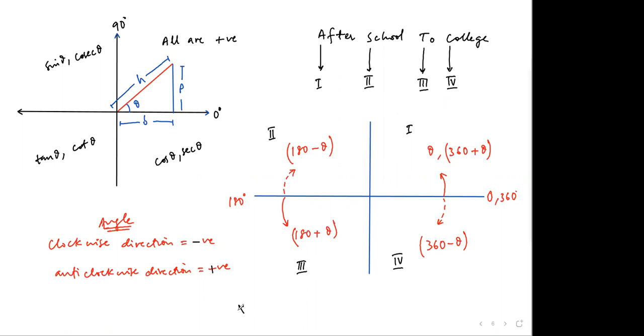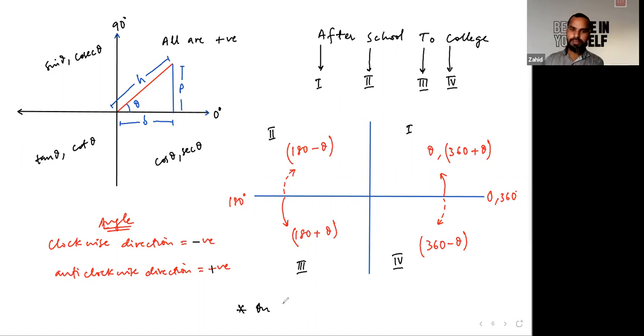Now, remember one rule. On the horizontal line, means angle containing 360 degree or 180 degree, there would be no change in trigonometric function. It will remain the same. I'm defining on this basis how to calculate different values. First of all, write down this whole part.